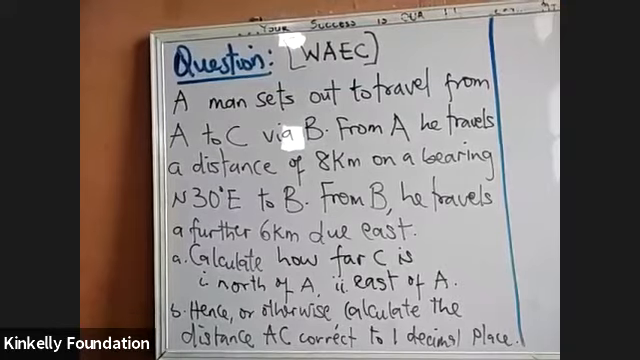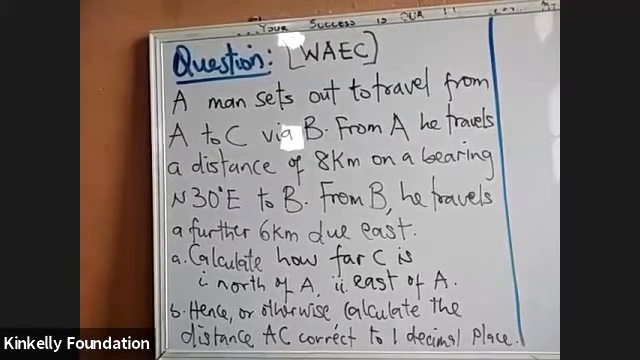A man sets out to travel from A to C via B. From A, he travels a distance of 8 kilometers on a bearing north 30 degrees east to B. From B, he travels a further 6 kilometers due east. Calculate how far C is north of A and east of A. Hence, or otherwise, calculate the distance AC correct to one decimal place.